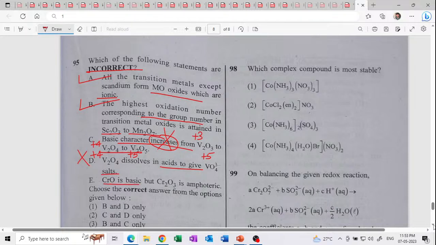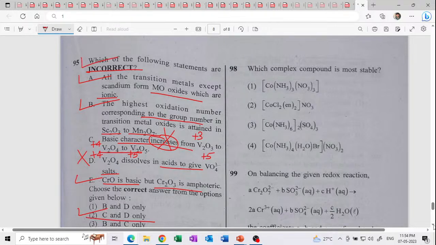CrO is basic and Cr2O3 is amphoteric. Yes, chromium oxide is basic, and this is amphoteric. So this is correct. So B and D. B is correct. A is correct. Yeah, okay, A is correct. So this is C and D actually. C and D are not correct, na? This is incorrect. Get it even?